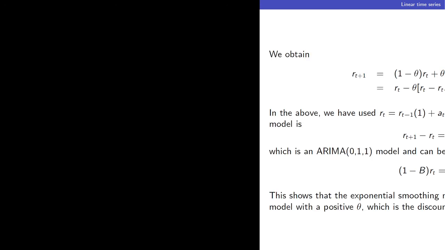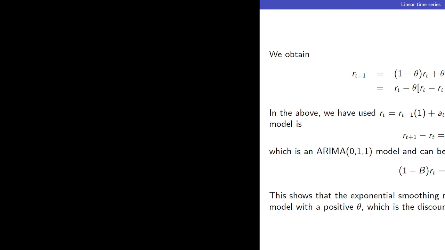And so if we substitute, what we have is that our one step ahead forecast for R t is actually 1 minus theta times R t plus theta times this prediction. Okay, this is big. What we get is actually R t plus 1 is R t minus theta a t plus a t plus 1.